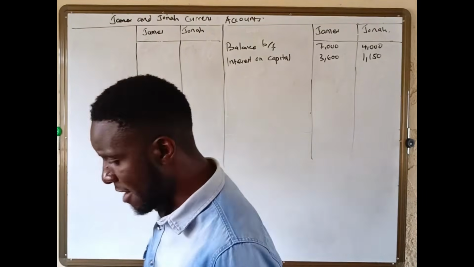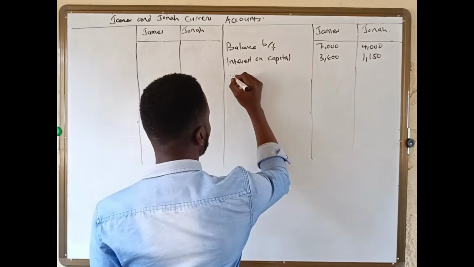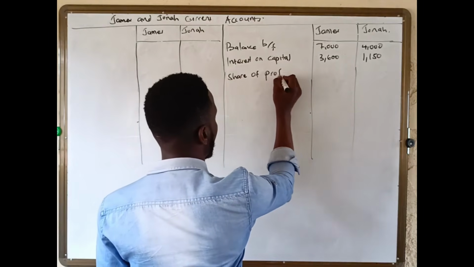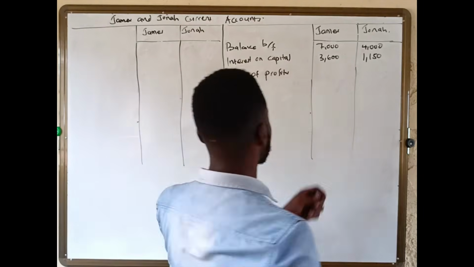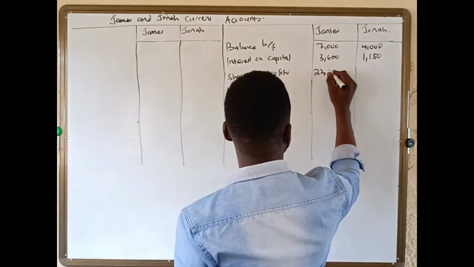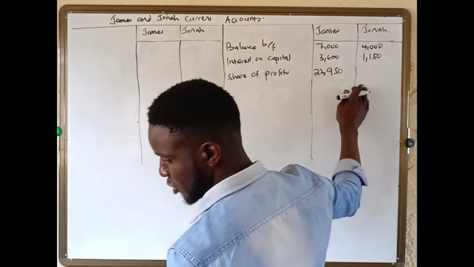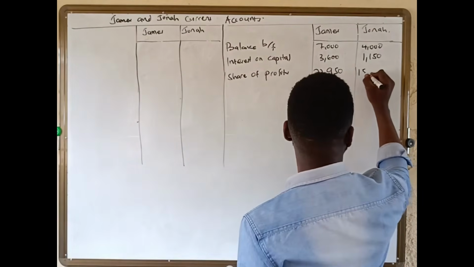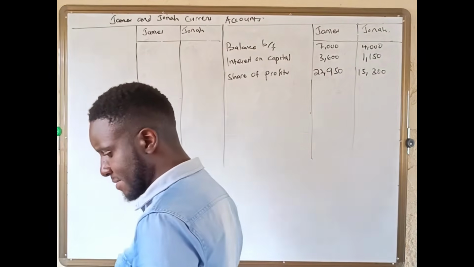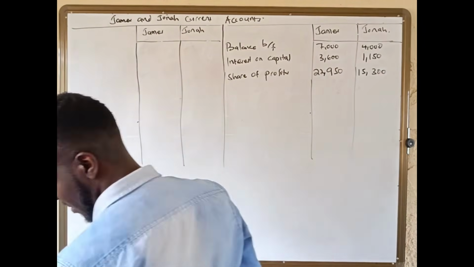Then secondly, we are going to have the share of profits. Remember, this part has shared profits, so we bring here our share of profits. How much did James get? James got 2,950 and then Jonah received 15,300. That's it. Then we are supposed to add the partner's salary, a partner's salary of 10,000.